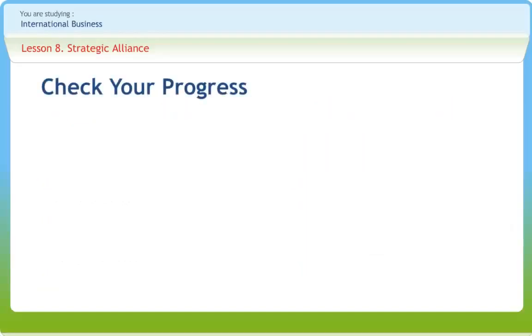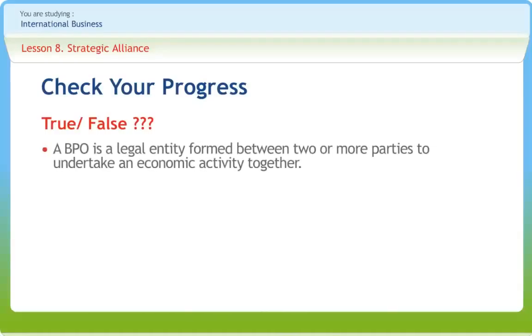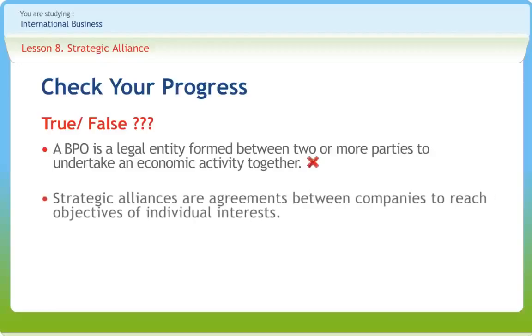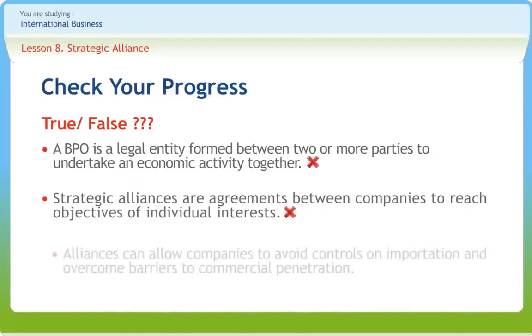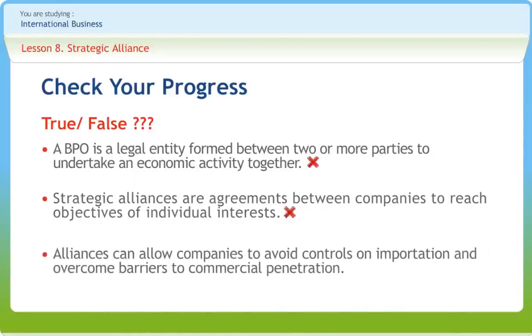Now let us check if we have understood the various concepts discussed in this lesson clearly. A BPO is a legal entity formed between two or more parties to undertake an economic activity together, right or wrong. Strategic alliances are agreements between companies to reach objectives of individual interests, right or wrong. Wrong. Alliances can allow companies to avoid controls on importation and overcome barriers to commercial penetration, right or wrong.